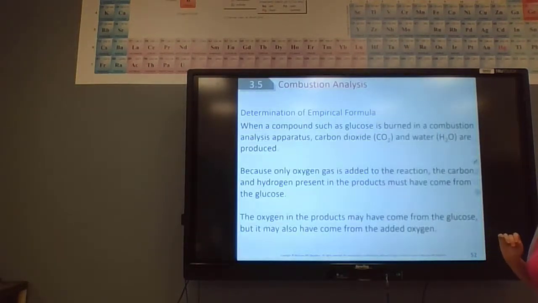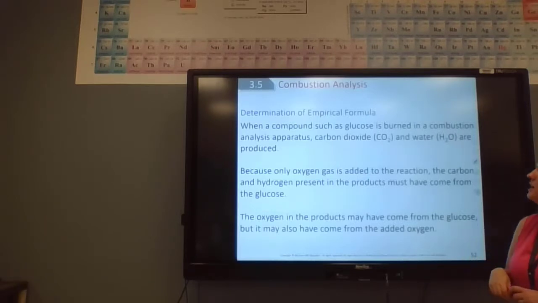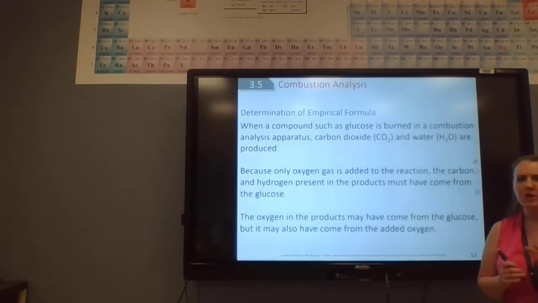Alright, so let's look at a compound that contains carbon, hydrogen, and oxygen. So this is a familiar compound. It is glucose. So what do we have glucose for? Sugar, right? It's the sugar in our bloodstream. So glucose is a hydrocarbon. It contains carbon, hydrogen, and it also contains oxygen. We can burn it. You can burn sugar, right?